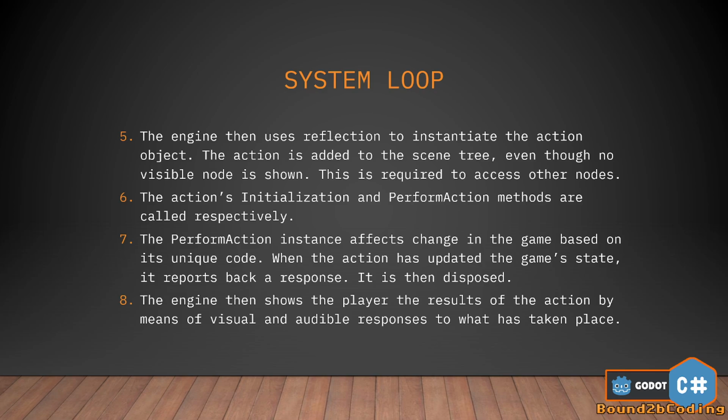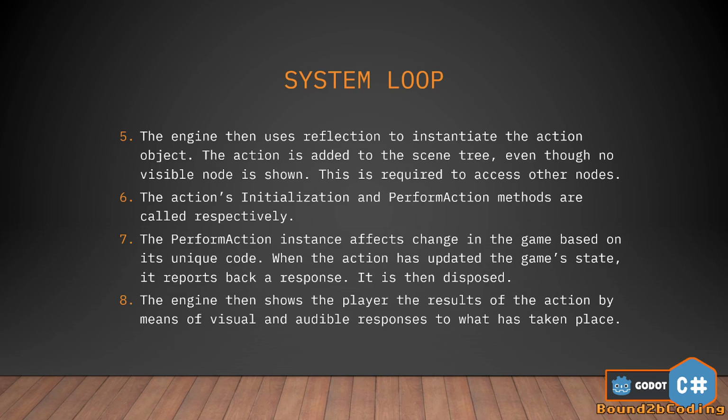The action's initialization and perform action methods are called, respectively. Those are methods that I wrote that are common to all of these actions, and you'll see how that works. And then we'll call the perform action instance, and that will affect change in the game based on whatever the code is for that particular action. When the action has updated the game's state, whatever the action is supposed to do to the game to change the game, that's going to happen in that code.